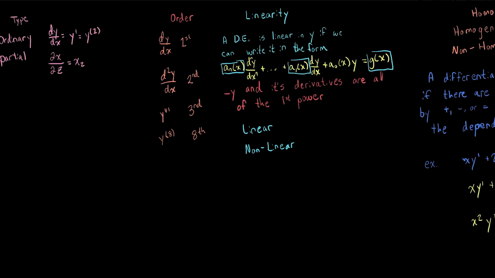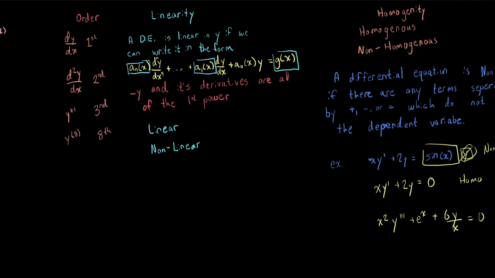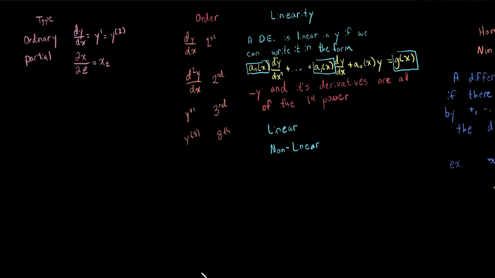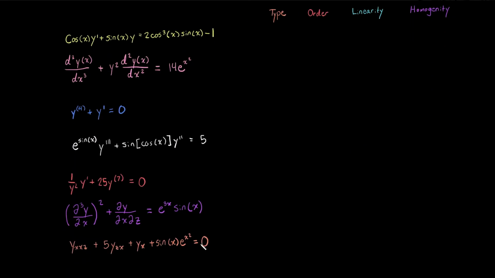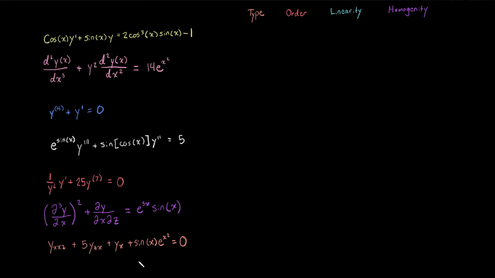Now, these are our different classifications. Just to reiterate, we have the type, the order, the linearity, and the homogeneity. Even if these haven't quite made sense to you yet, or if they're not clicking, or you're saying to yourself, Jay, what are you teaching me? This is a little bit too much. It's okay. I also included some examples I wanted to go over just to make it a little bit easier.